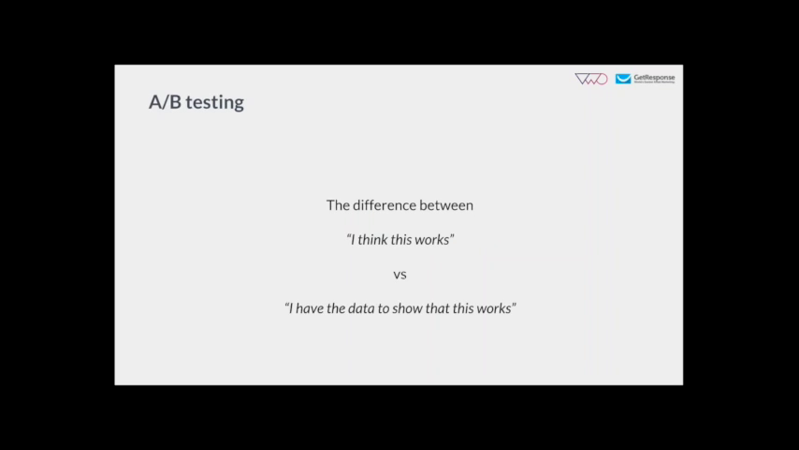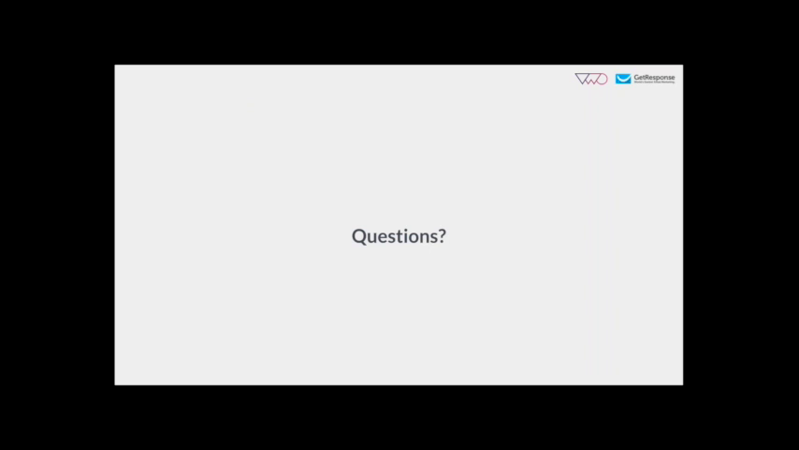So A/B testing is the difference between saying I think this works, or I have a gut feeling that this works, or I saw in my last job that this works, or this is working on my cousin's e-commerce website, versus I have the data for our visitors, for our customers, to show that this works and not that. So yeah, these were the 5 conversion killers that I covered from a landing page perspective. We are open to questions now.